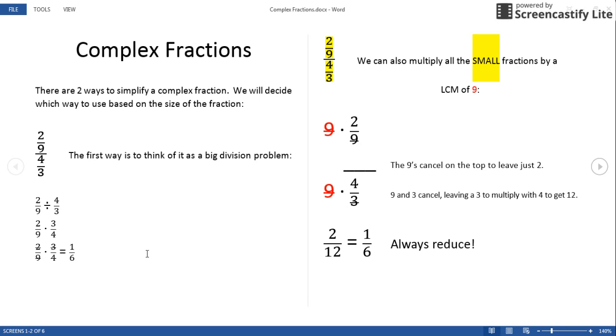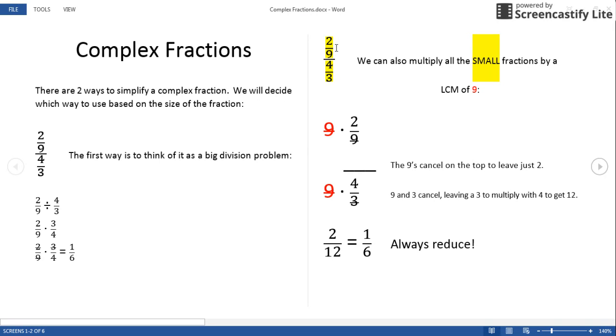Flip over the one that was on the bottom and change to multiplication and go from there, canceling out from any numerator to any denominator. We can do this by a second way, though, as well. We can also multiply all of the small fractions by a lowest common multiple.